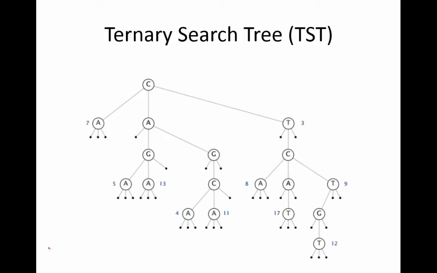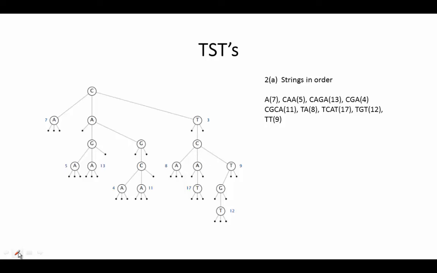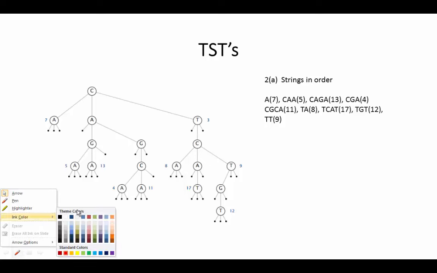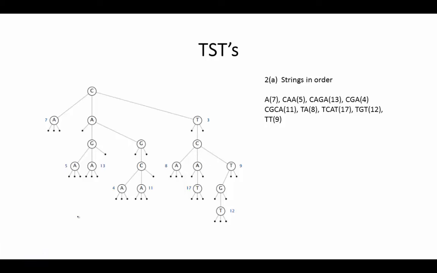In this problem, we're going to talk about the TST. A TST is a way to store strings in a more efficient way, where the characters are at the nodes of the tree. So let's take a look at how we can interpret this TST to find the strings in order.